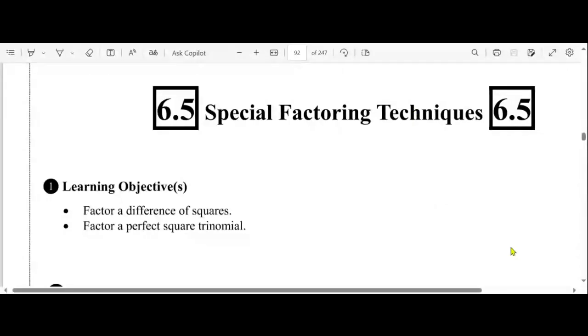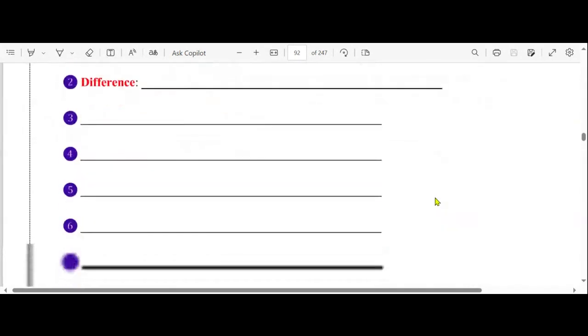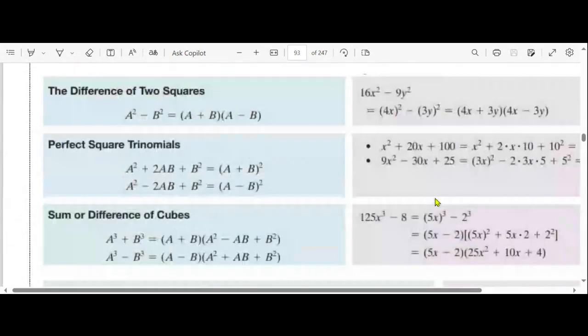6.5 special factor technique. Learning objective: factor a difference of squares. Factor a perfect square trinomial. So you need to find the meaning of those two words, okay? And let's take a summary.